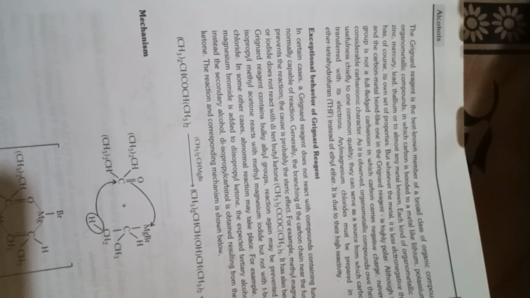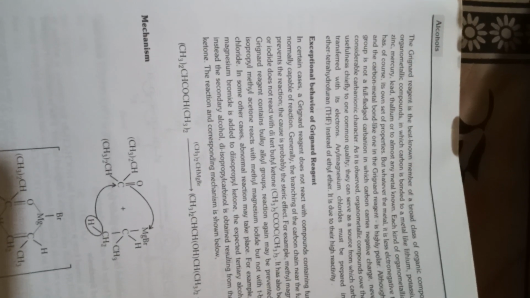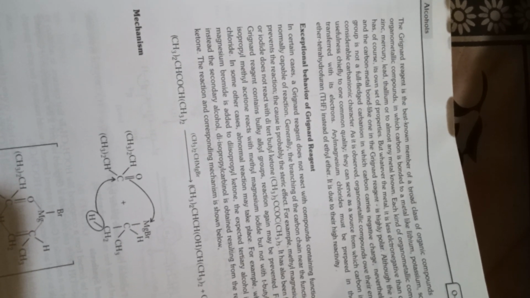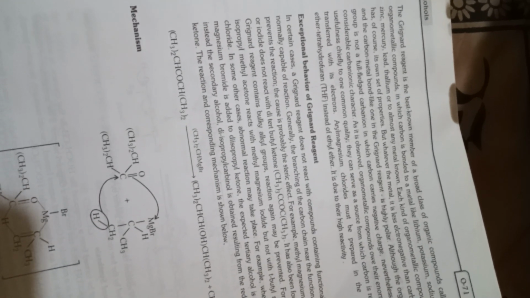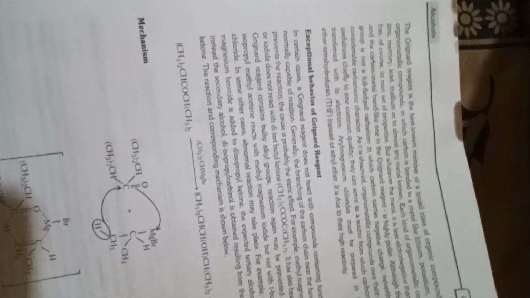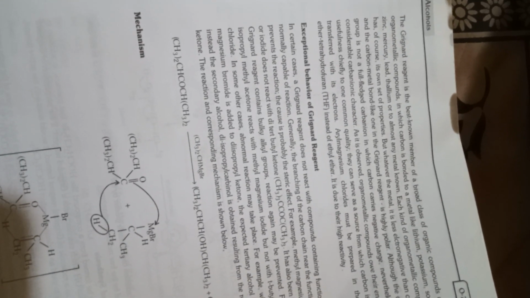The Grignard reagent is the best known member of a broad class of organic compounds called organometallic compounds, in which carbon is bonded to a metal like lithium, potassium, sodium, zinc, mercury, lead, thallium, or almost any metal known. Each kind of organometallic compound has, of course, its own set of properties, but where the metal is less electronegative than carbon, the carbon-metal bond, like the one in Grignard, is highly polar.